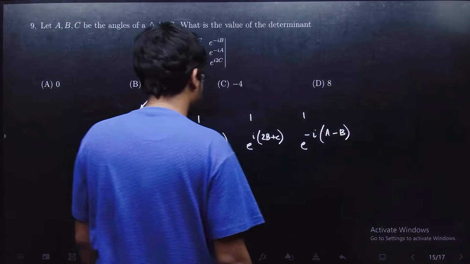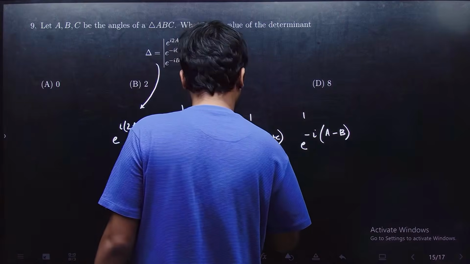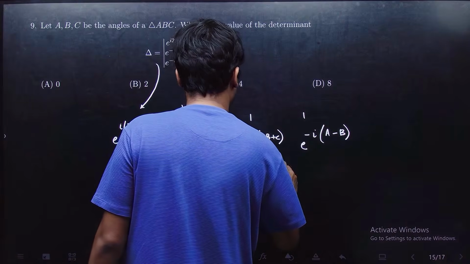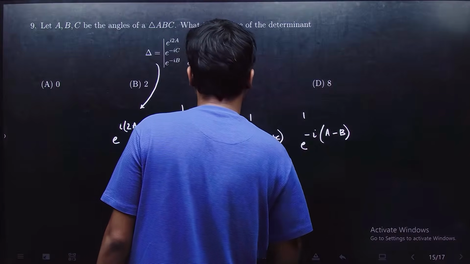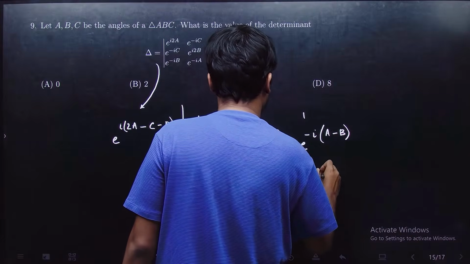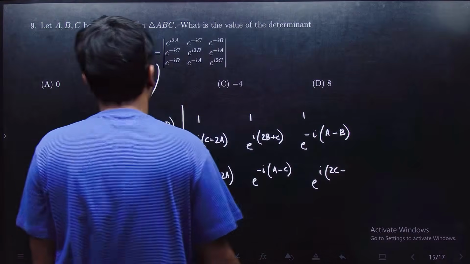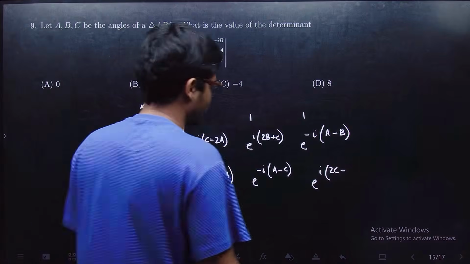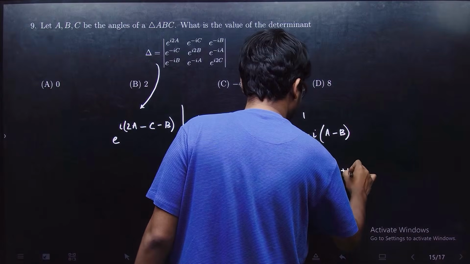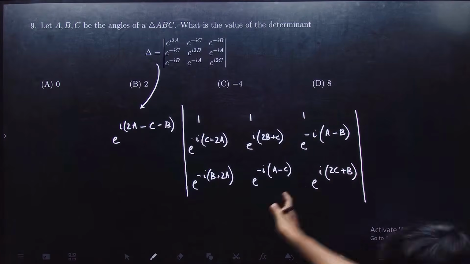Okay. Similarly, for the last two entries, what will you get? You'll get e to the power minus iota a minus c, right? E to the power iota 2c. You're taking minus b common, right? So minus b plus b, you want it over here. Okay. So once you take these terms common, this is what you'll end up with, right? This is what your new determinant looks like.